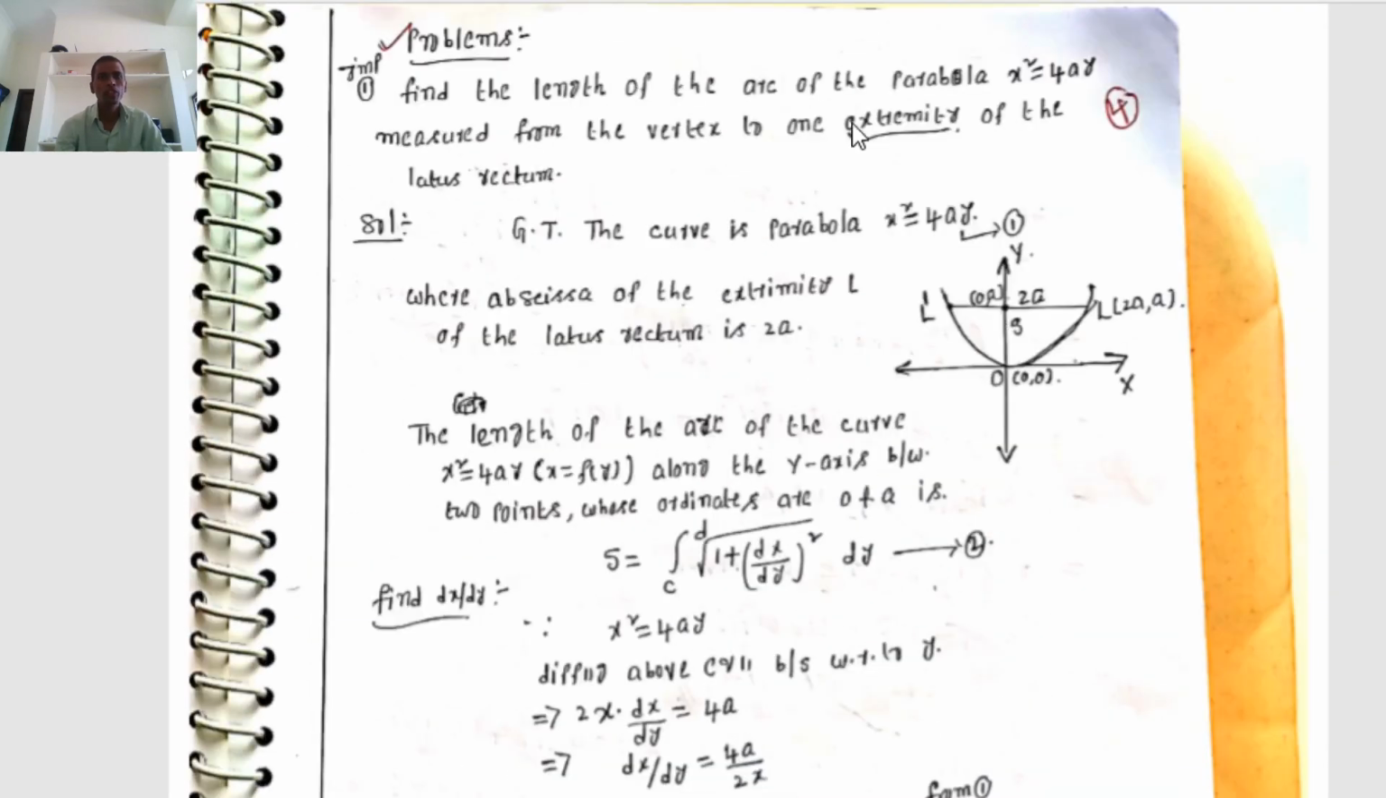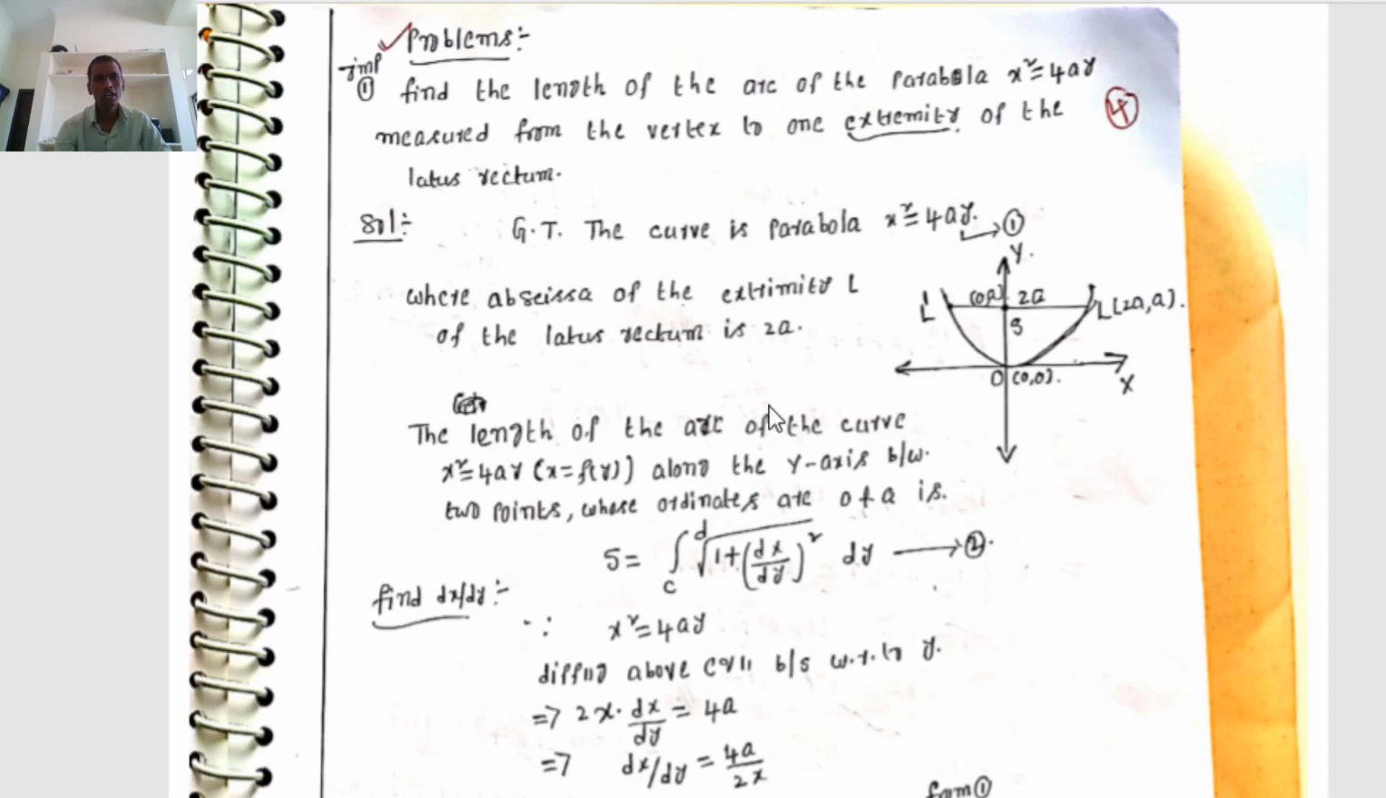First one: find the length of the arc of the parabola x square equal to 4ay, measured from the vertex to one extremity of the latus rectum. Extremity means ending point.